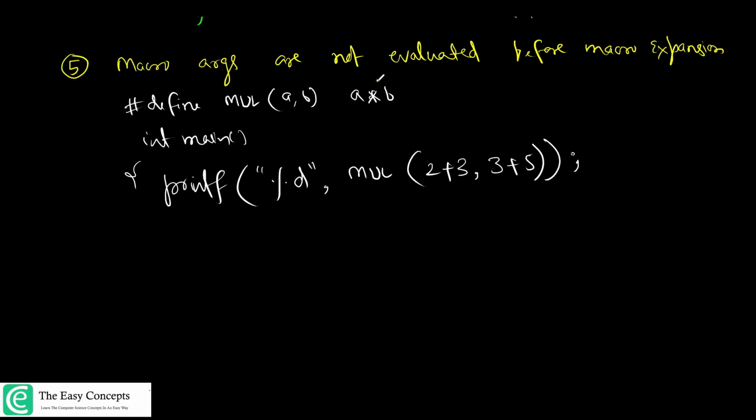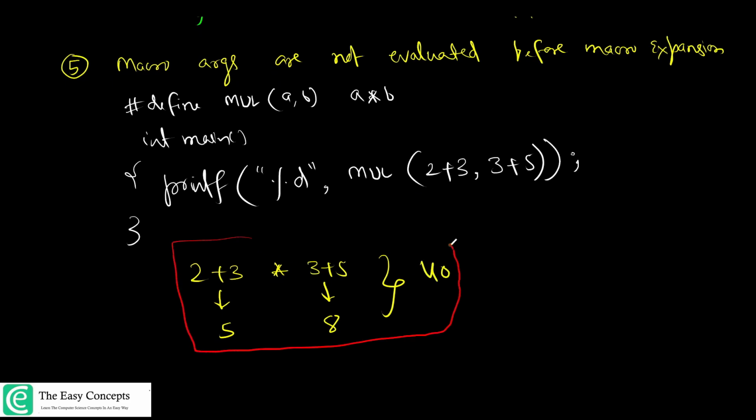Macro arguments are not evaluated before macro expansion. So just pause the video and try to calculate this. You might calculate the answer that 2 plus 3 is 5, and if you multiply it by 3 plus 5, that means 8, so the answer should be 40. And if you have calculated this, you are certainly wrong.